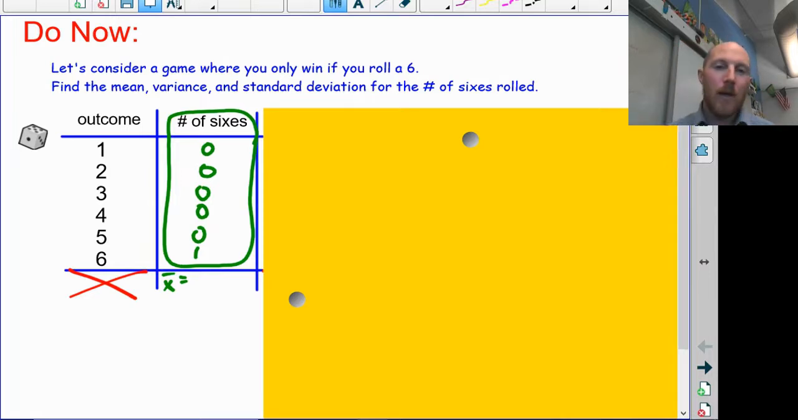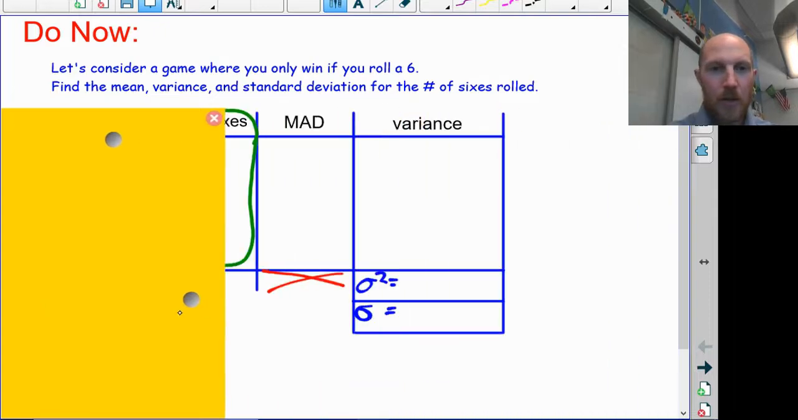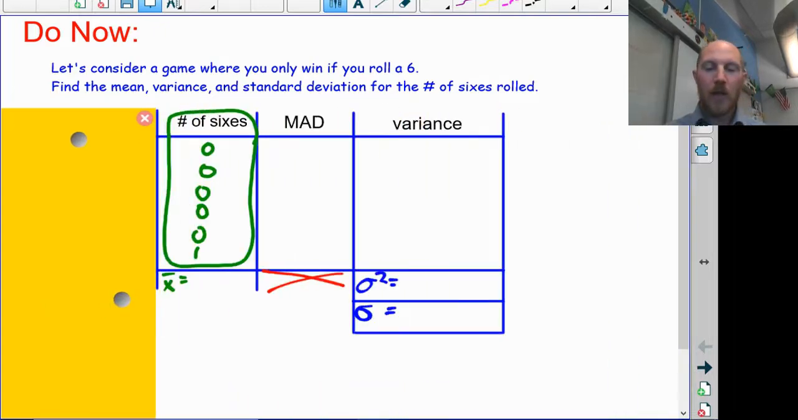Okay. So each of the different outcomes correlates to a different number of 6s. The only way you actually get a 6 is by rolling a 6. We're going to calculate mean, variance, and standard deviation for the number of 6s rolled, which means we are done using that outcome column. We're just going to start from the number of 6s. From this column, find the mean, and then proceed to mean absolute deviation, variance, standard deviation. Hit pause on the video so you got your answers, and I'll rejoin you when you've finished your work.